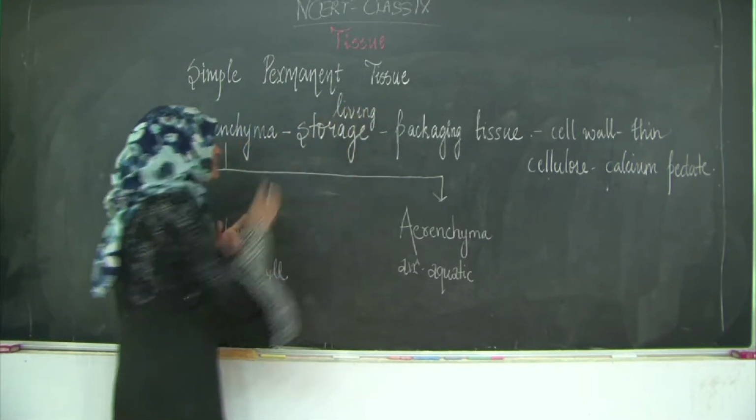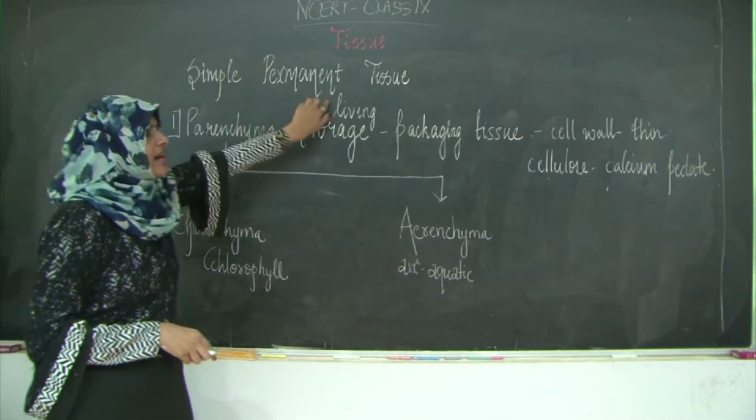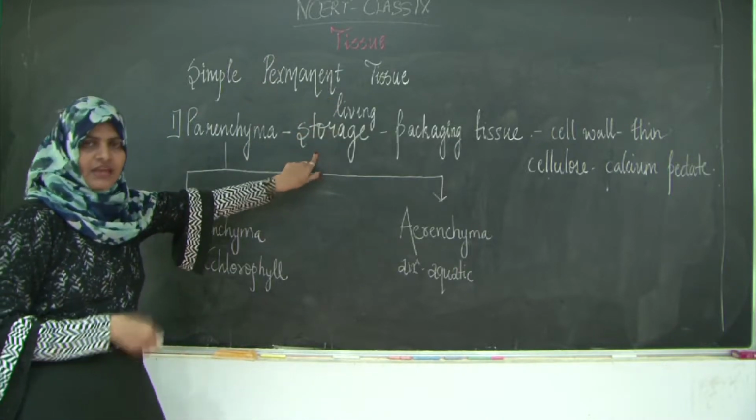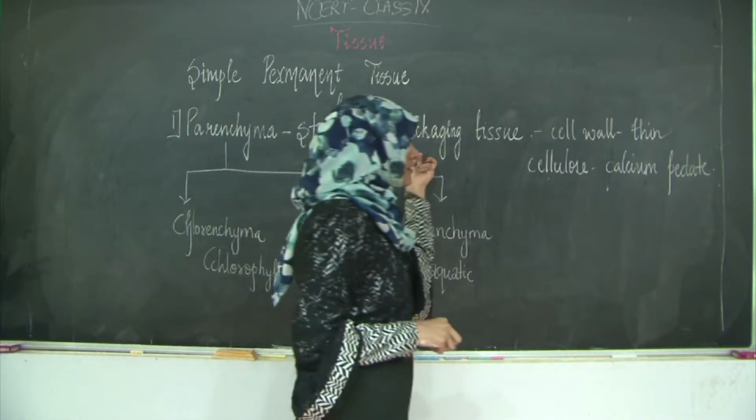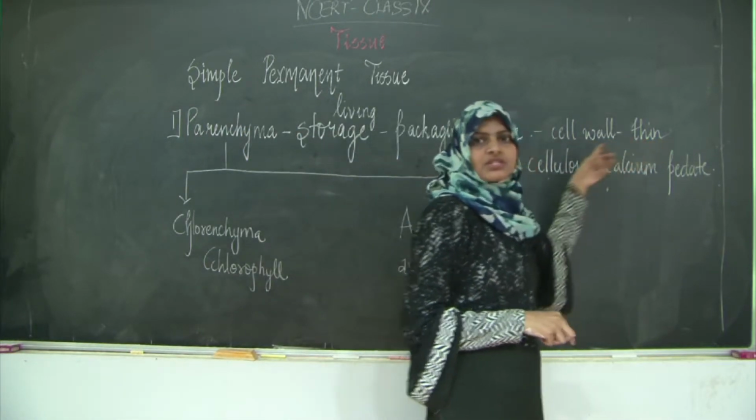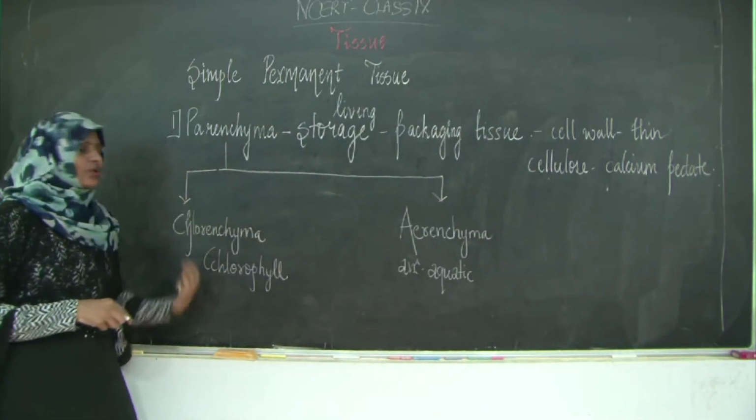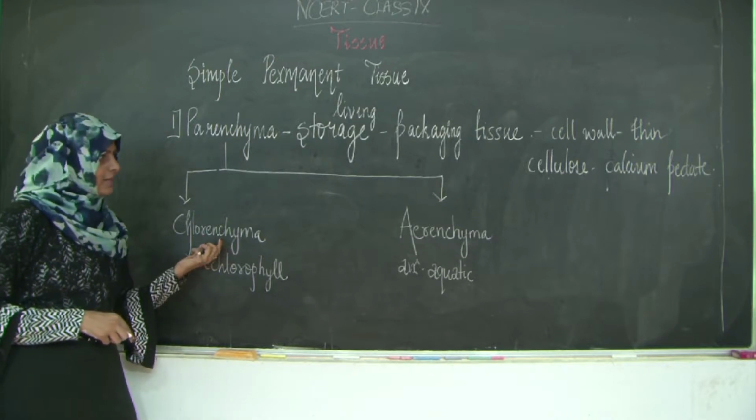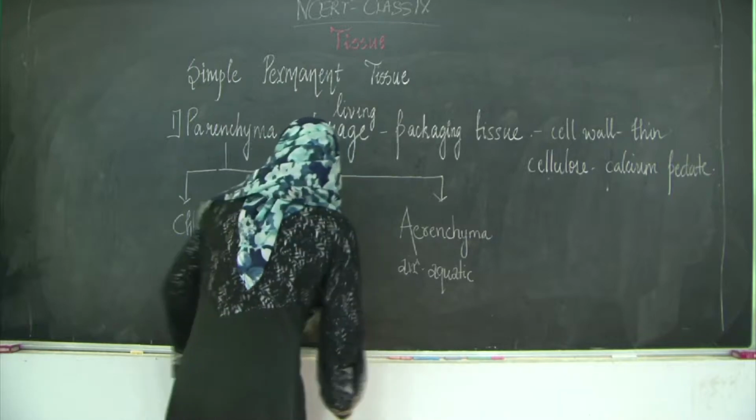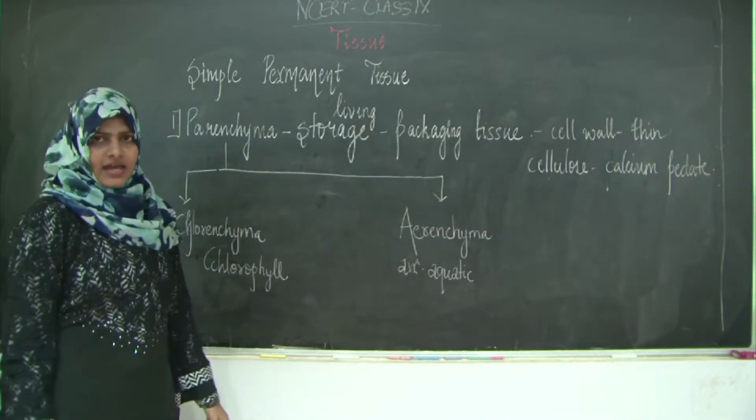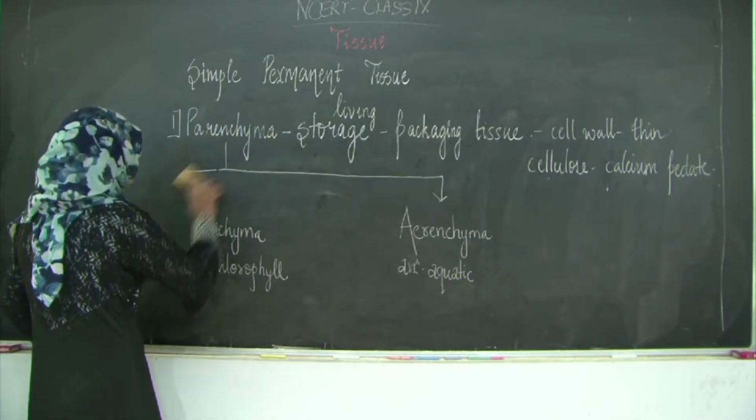So if we recapitulate, parenchyma is a type of simple permanent tissue. They are living, they are known for storage, and they are present as a packaging tissue. Wherever space is there, they will be present. They have a thin cell wall made up of cellulose and calcium pectate. If the parenchyma is storing chlorophyll, you call it chlorenchyma, and if it stores air, then you call it aerenchyma, generally in aquatic organisms. Going to the second type of simple permanent tissue, that is collenchyma.